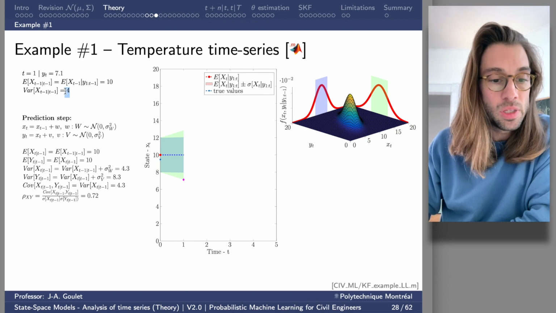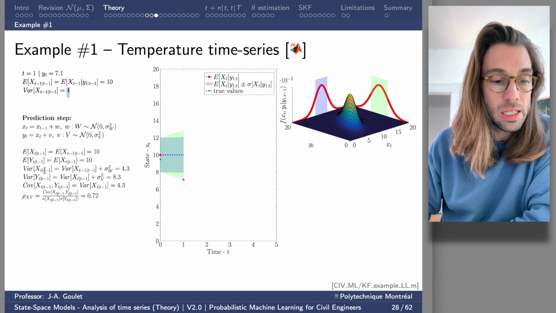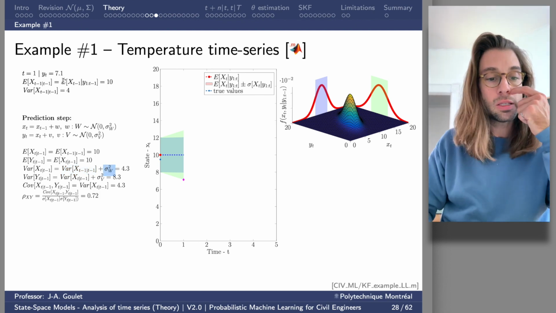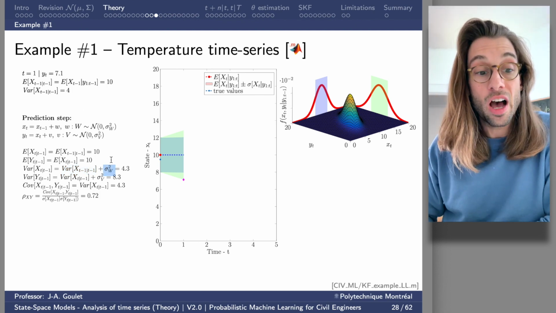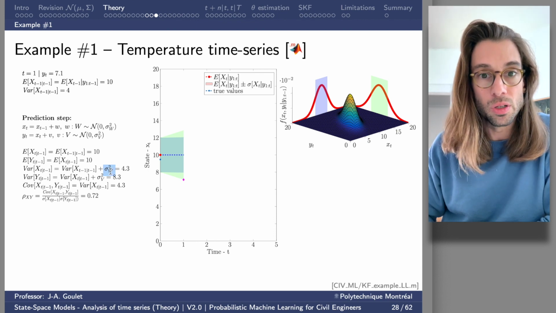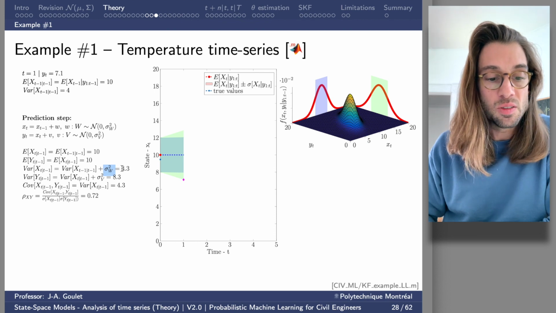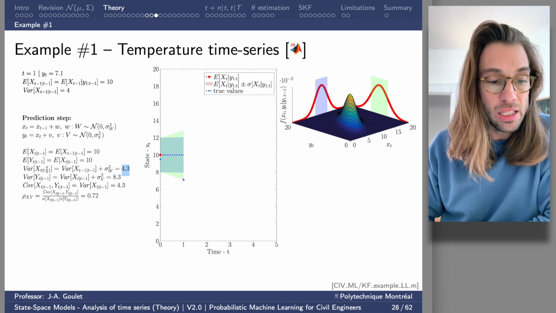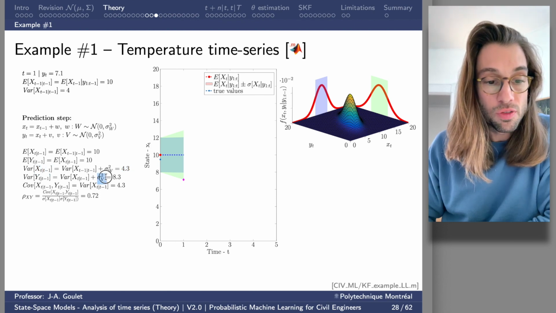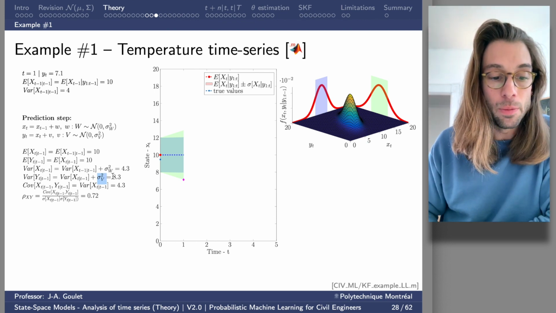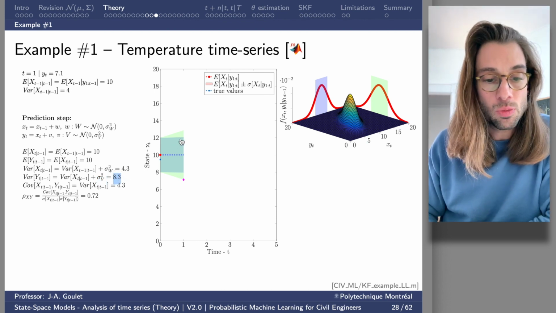My variance at time t equals 0 was 4. My variance for x_t given t minus 1 is going to be my prior variance, which was 4, plus sigma w squared, so 4 plus 0.5 squared, which is 0.25. That gives me 4.25. My variance for y is going to be my variance for x plus my variance for v, where sigma v is equal to 2, so plus 4, giving 8.25. And this is what we have here.